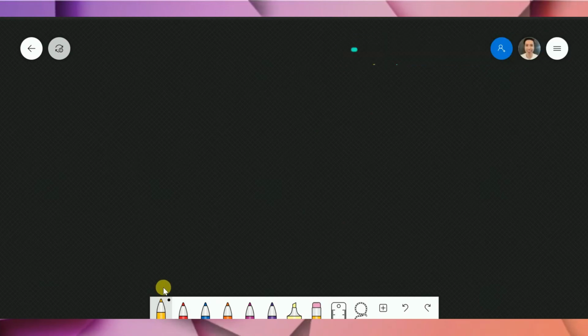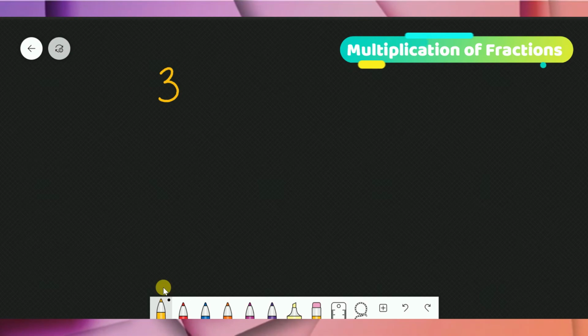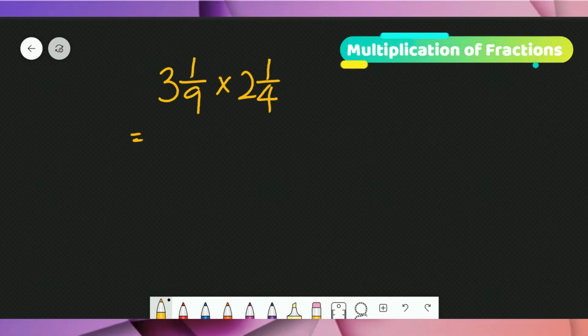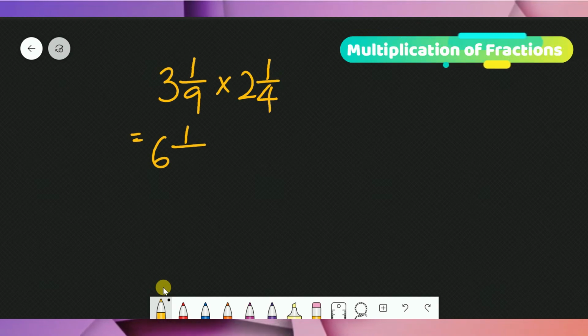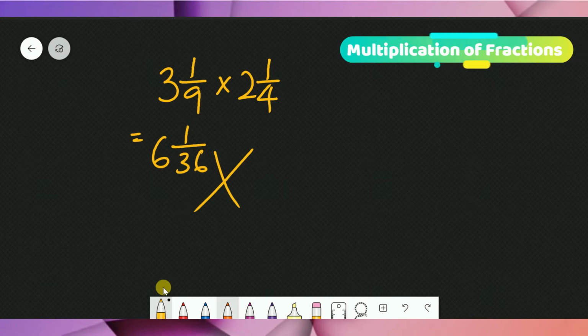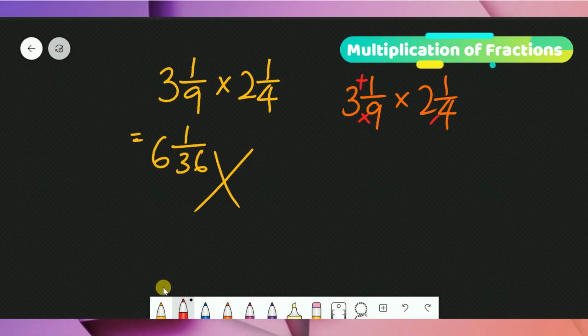Next question and the last example I'm going to give you today is this one. What if 3 1 over 9 times 2 1 over 4? Again, the common mistake made by students is they say 3 times 2 is 6, then 1 times 1 is 1, 9 times 4 is how much? 36, right? So this is wrong. Bear in mind, whenever you see a mixed fraction, you must change it to what? To an improper fraction, right? So just take 3 times 9 plus 1 here, 2 times 4 plus 1.